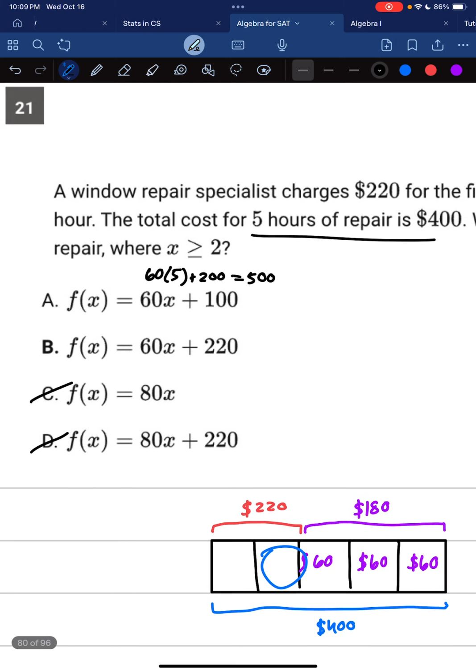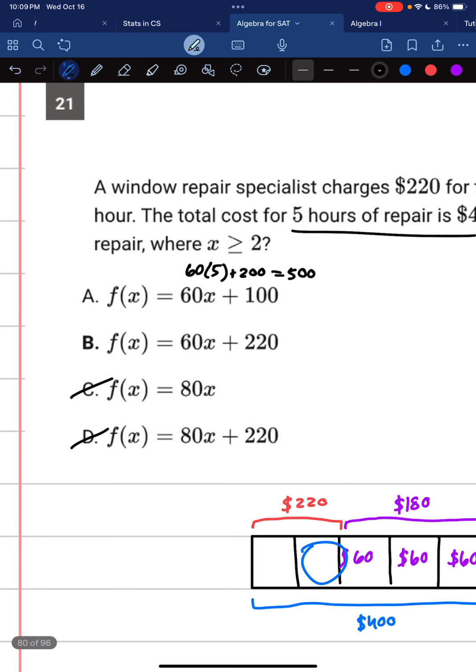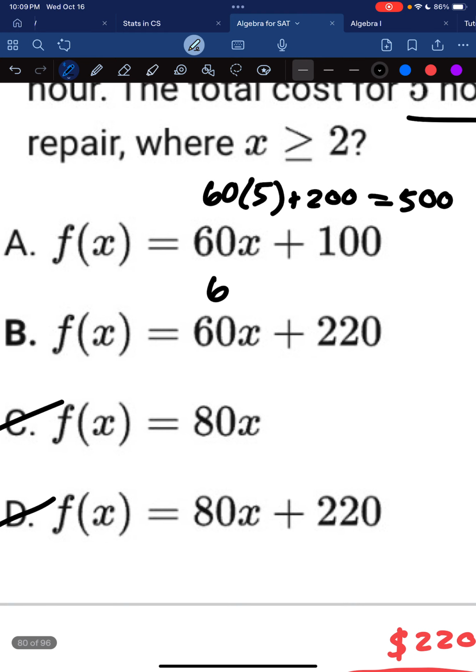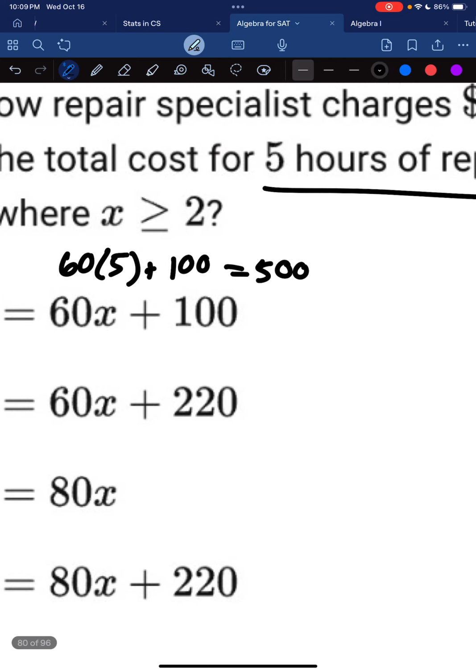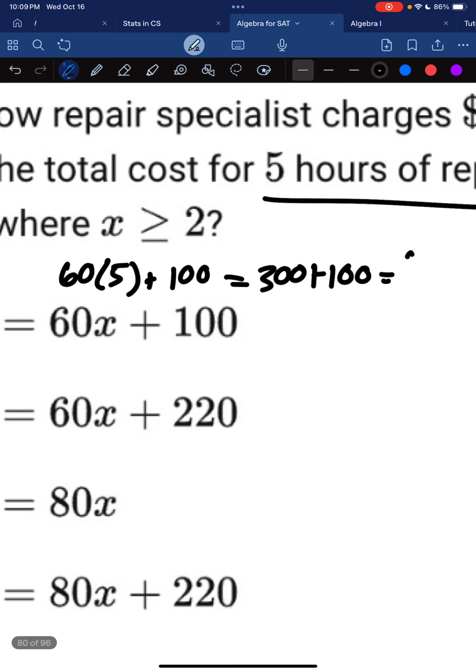Let's see. Well, we know that's not correct. Let's go to this next one. So 60 times 5, or sorry, I got this one wrong. This shouldn't be 200, it should be 100. So 60 times 5 plus 100, which is 300 plus 100, which is 400. So then this should be correct.